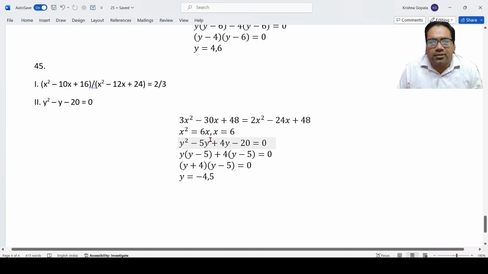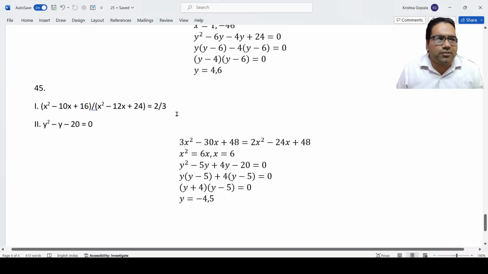y square minus y minus 20. So this minus 1 has to be split in such a way that the sum is minus 1 and the product is minus 20. So what can we do? Minus 5y plus 4y is what we can write. The sum is minus 1, and the product, minus 5 into plus 4, is minus 20. That's what we have written: y square minus 5y plus 4y minus 20. y into y minus 5, plus 4 into y minus 5. So y plus 4 into y minus 5 is equal to 0. y can be minus 4 or plus 5, and x is plus 6. So clearly x is greater than y.